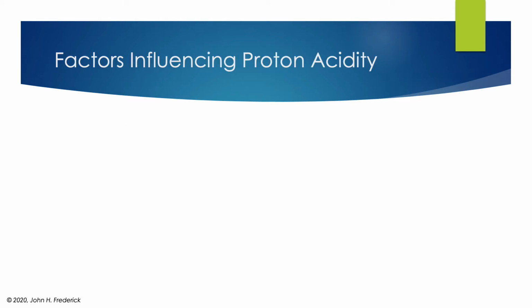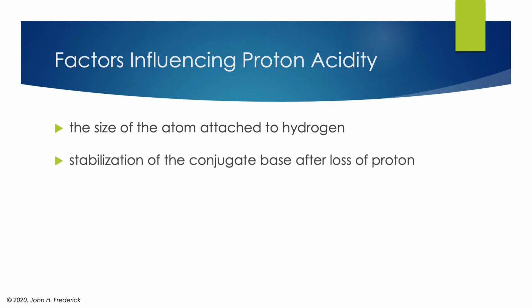So let's first talk about factors influencing proton acidity. One of the biggest factors is the size of the atom attached to hydrogen. Now, in organic acids and bases, most hydrogens that are going to end up being acidic are attached to oxygen. But I want to look at this more generally and go beyond just the organic acids to talk about size. We're also going to see that stabilization of the conjugate base after the loss of the proton is something that is going to affect the relative strength of acids.